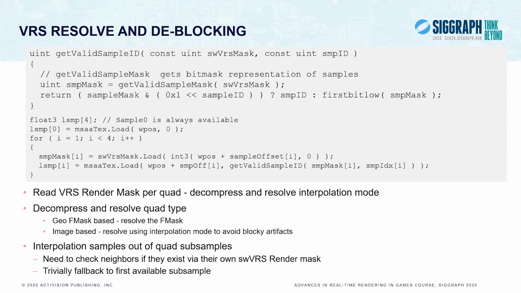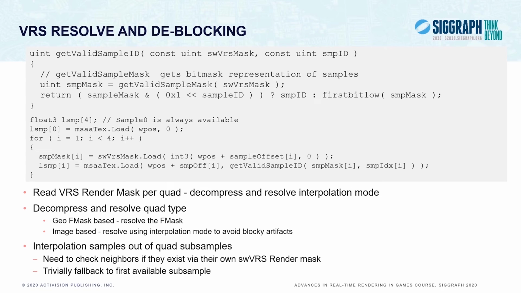When VRS resolve and deblocking happens, we need to read the VRS render mask per quad, decompress, and resolve different interpolation modes. Decompression and resolve depend on the quad type that's stored in the mask. As we discussed before, the render mask can store either fmask for more geometric-based resolves or image mask for image-based resolves, where a correct interpolation mode needs to be picked to avoid blocky artifacts.